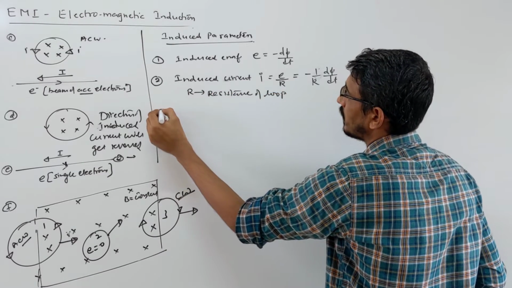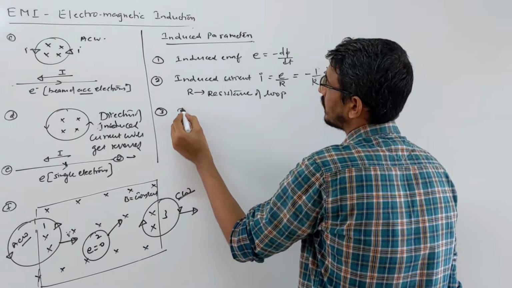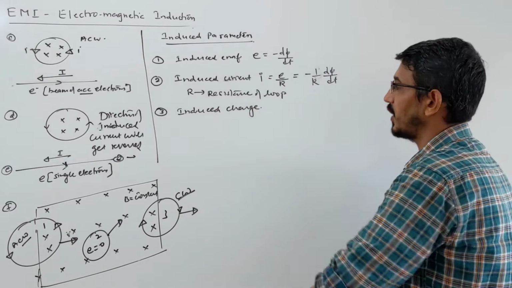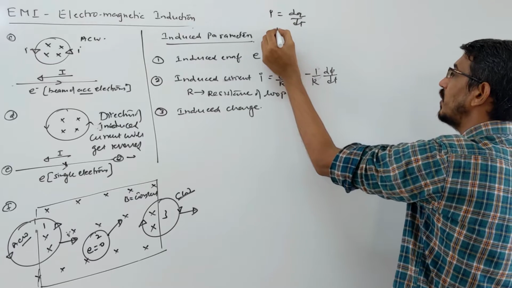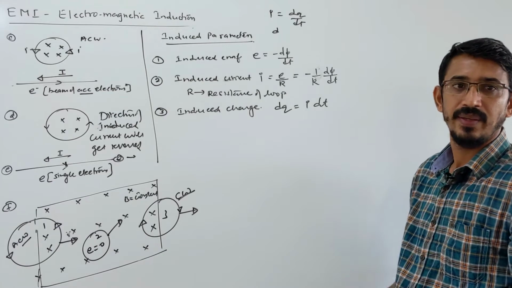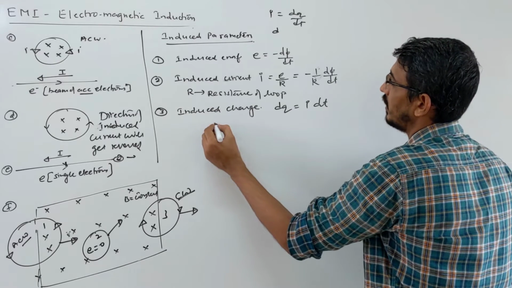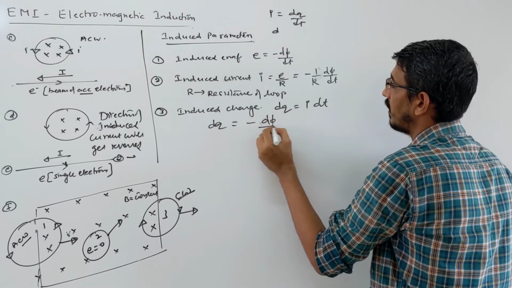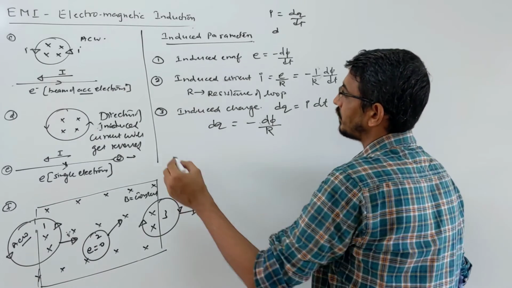Okay, once you have induced current, then you can write induced charge. Once it was asked in our exam also. So what is induced charge? Watch carefully. We know the general current equation, current is equal to dq by dt, right? So what is dq? dq is nothing but induced current into dt. Induced current is again this much, so you multiply dt here and dt gets cancelled. So simply the induced charge is minus d phi by R. Change in flux by resistance, that's called your induced charge.